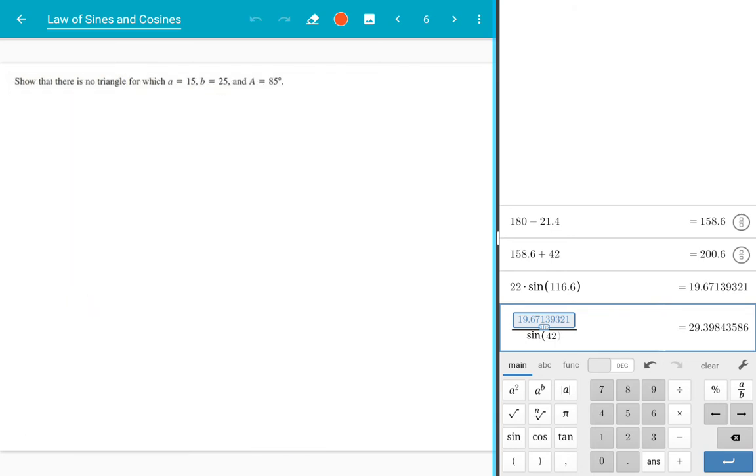Okay. Here, show that there is no triangle for which a equals 15, b equals 25, and A equals 85. All right, so let's just do the work. Remember, no figure. So how are we supposed to draw this again? You're going to label your angles starting with A here, B here, C here. We're going to draw a random triangle just to see what they're talking about. A is 15, so that's going to be here. b is 25, we get that here. And then this is 85.